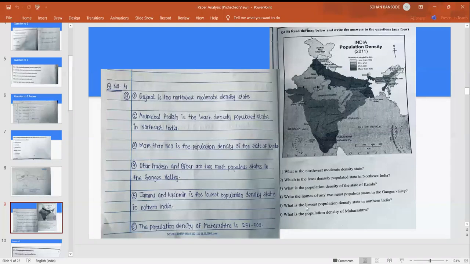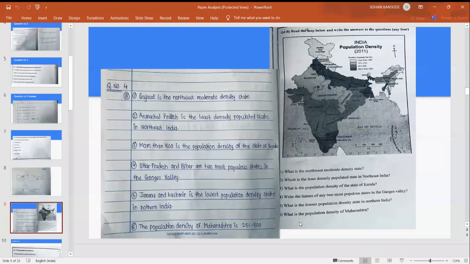Fifth one is: which is the lowest population density state in northern India? In the north part of India, the lowest population state is Jammu and Kashmir.